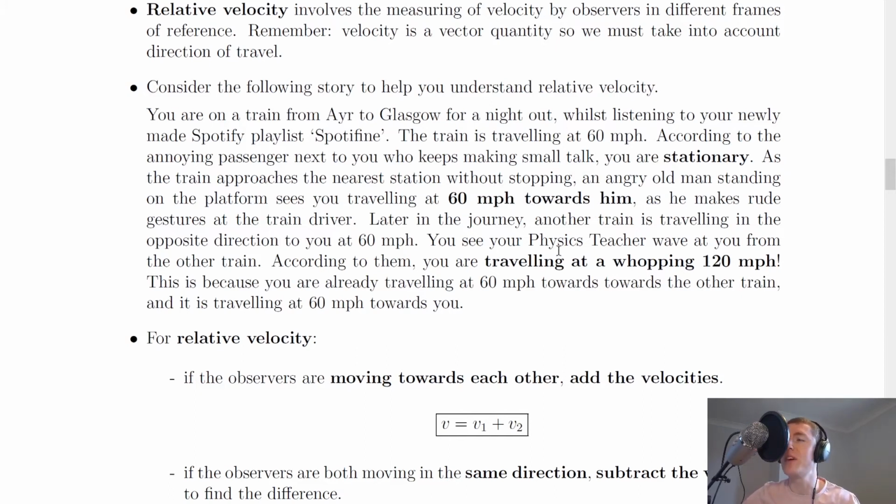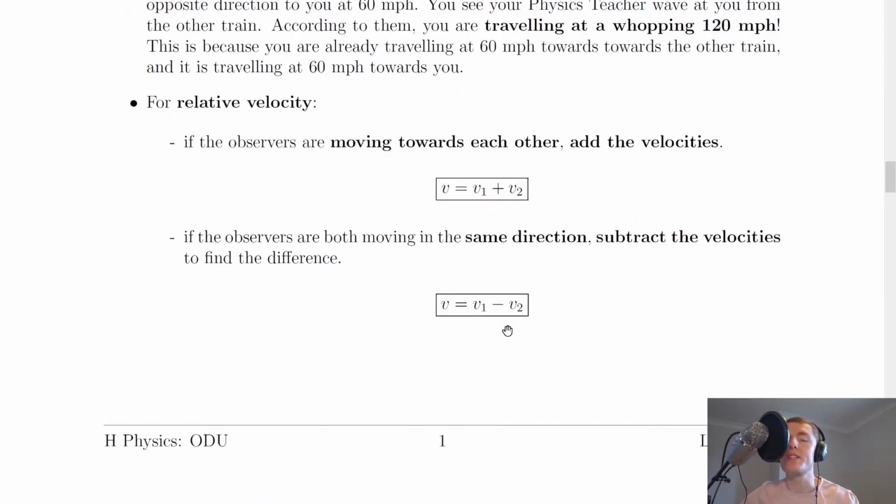And lastly, we have your physics teacher who is coming towards you at 60 miles per hour, and because you are going towards them at 60 miles per hour, then you both see each other travel at 120 miles per hour.